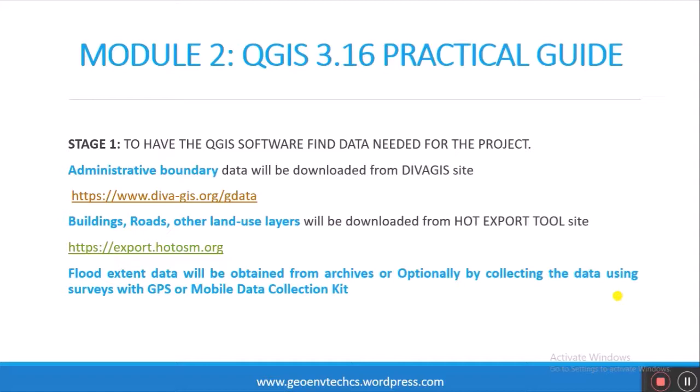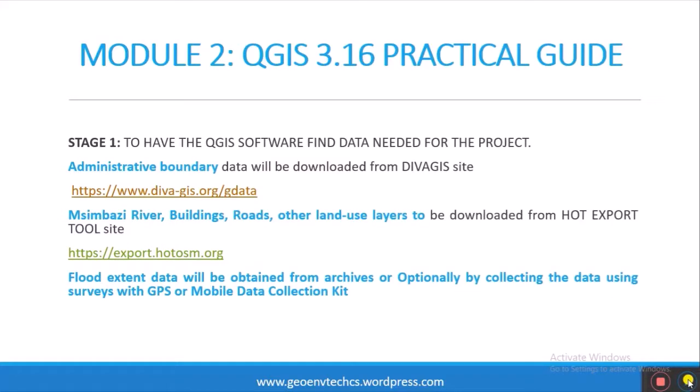We have administrative boundary data that was to be downloaded from the DIVA-GIS site, but given the fact that we have already downloaded this type of data from the first module, we assume that you have the data within your computer system. Well, what we need is the Msimbazi River data, buildings alongside the river, roads and other facilities that are nearby the Msimbazi River Basin. So we need to download this data from the HOT export tool. So this is the link. You can just try to initiate the link.